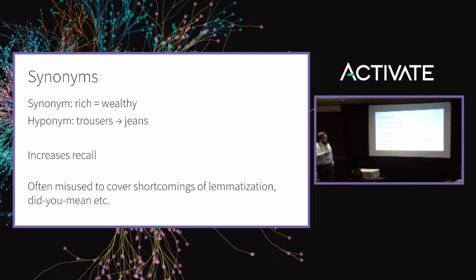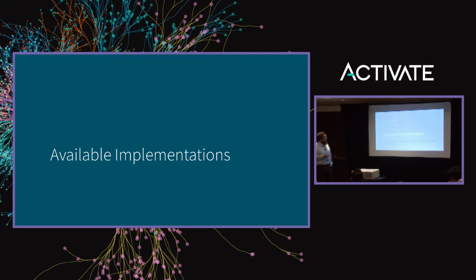Something that's more or less linguistic is synonyms. Something like rich and wealthy, you may want to normalize to one, so you find it for one and for the other. It's bidirectional or unidirectional. This increases recall, but I've often seen it misused to overcome shortcomings of lemmatization and "did you mean". So it's like a silent spell check. You have to be careful of this in your maintenance of synonyms if you use them.